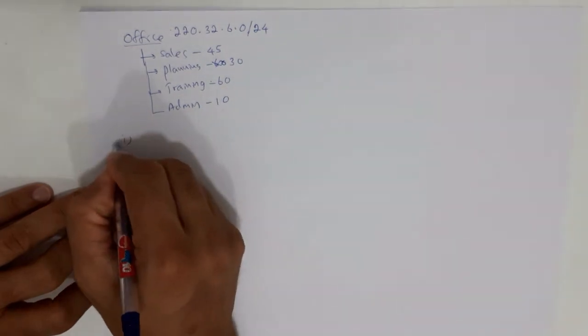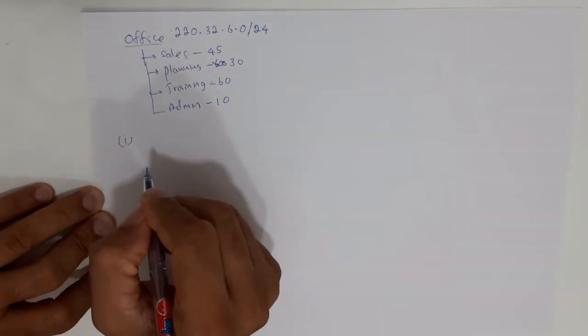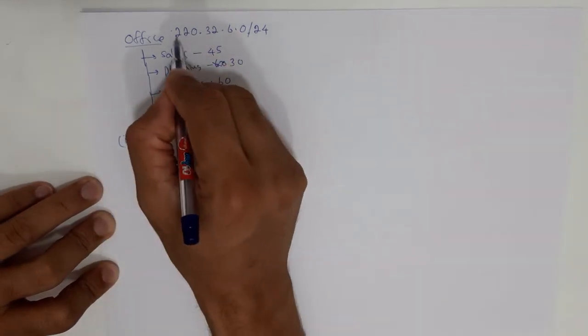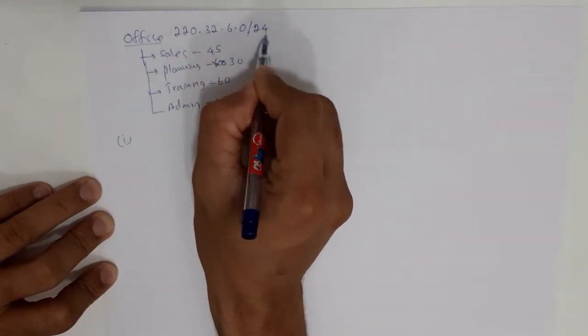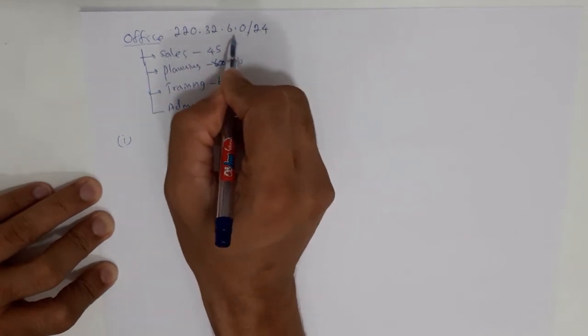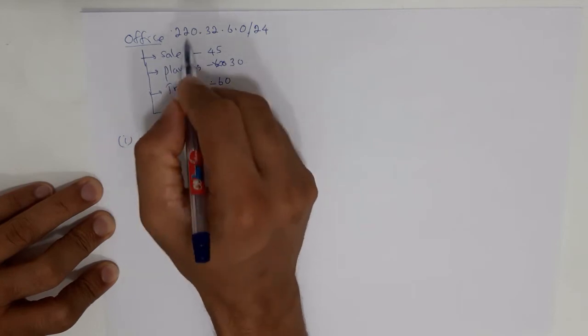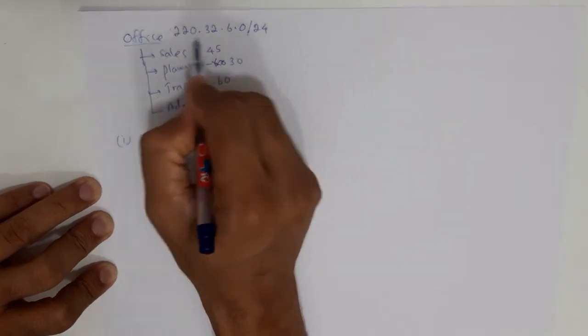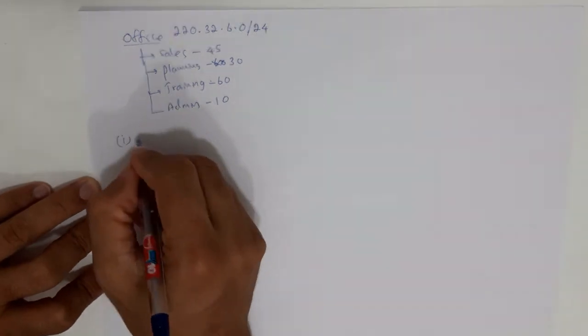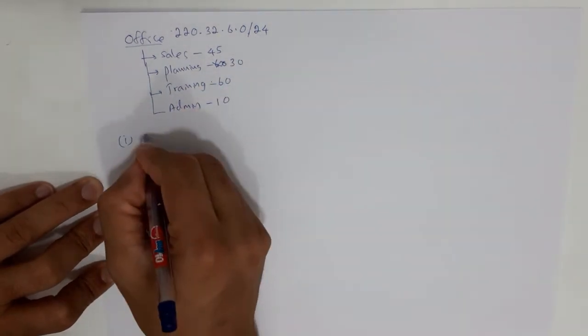Right. The first question asks how many addresses are available in the IP block. So they ask how many possible IP addresses there are from the given IP block. Now we don't need to worry about the subnetting. We have to identify the IP address as well as the subnet mask. The subnet mask is given as 24.